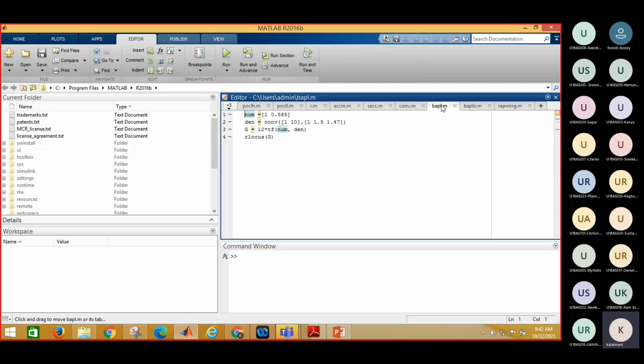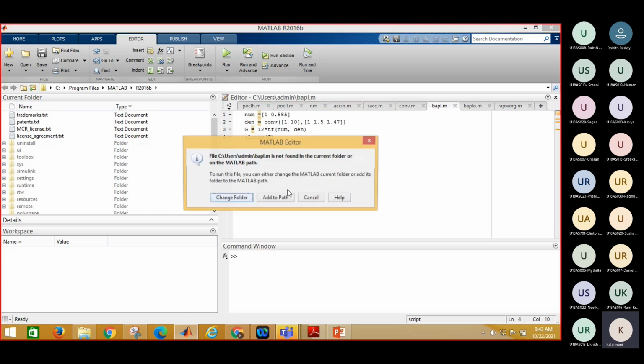So this is the basic autopilot system with the landing configuration for the inner loop, where the numerator is 0.585. My denominator is composed of 2 functions, one is the elevator transfer function s plus 10, then your aircraft dynamics is s square plus 1.5s plus 1.47. Then your g is equal to 12 times your transfer function of numerator comma denominator. Then we use the rlocus command and we will see the root locus branches.